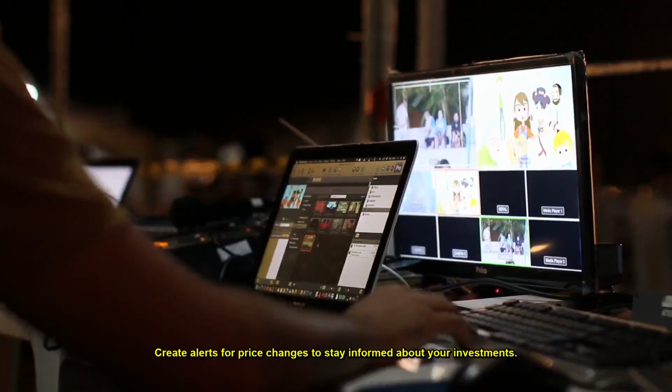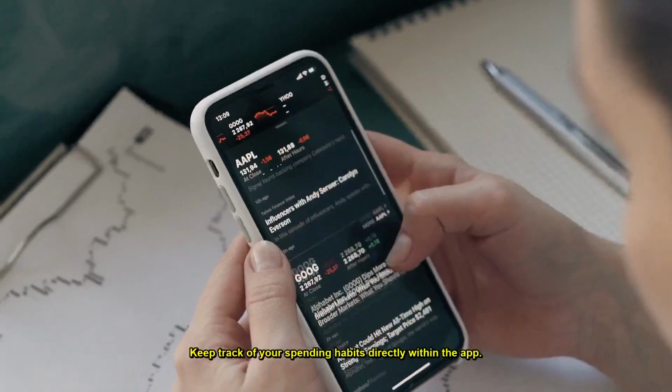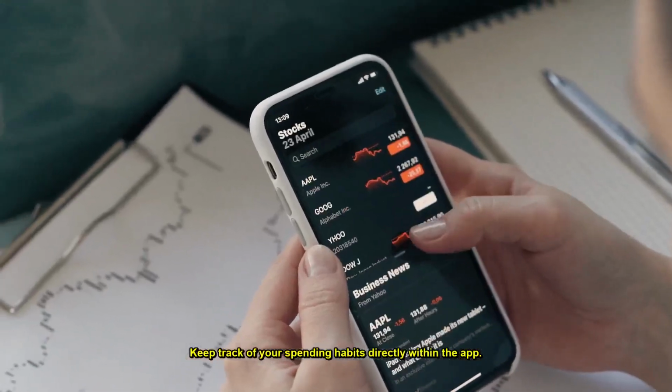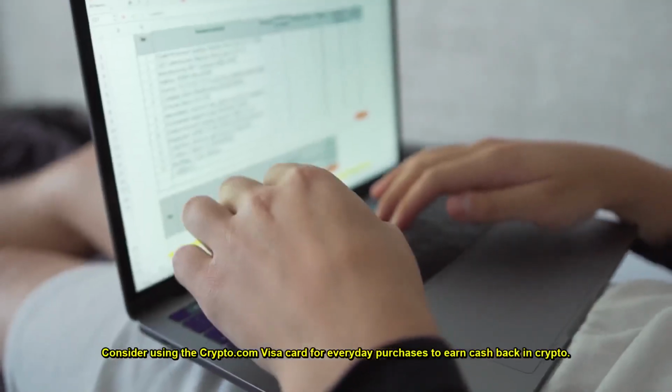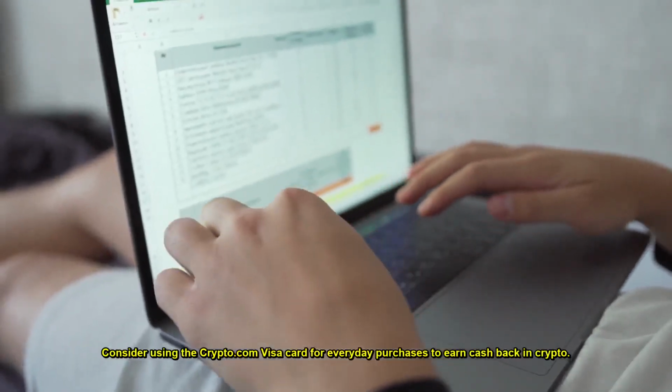Create alerts for price changes to stay informed about your investments. Keep track of your spending habits directly within the app. Consider using the Crypto.com Visa card for everyday purchases to earn cash back in crypto.